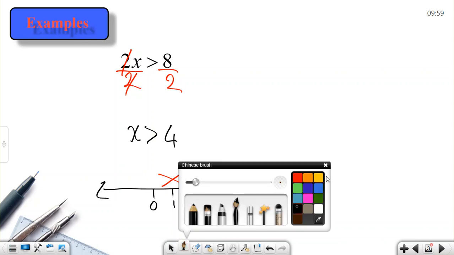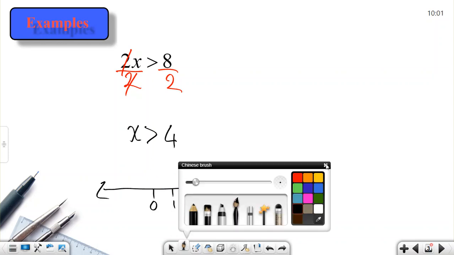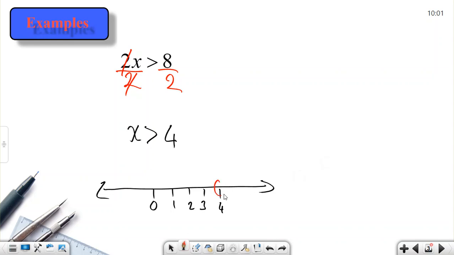Let's check the other side. Is 5 greater than 4? Yes. 6? Yes. 7? Yes. 5.1? Yes. So all the numbers on the right side of the 4 are my solution. As you see, 4 is my checkpoint and all numbers on the right side are my solution.